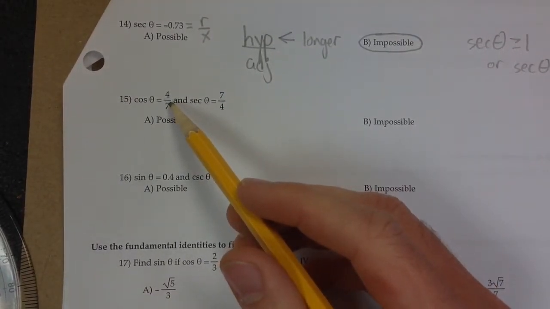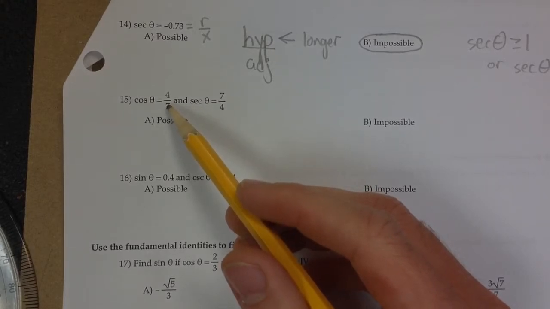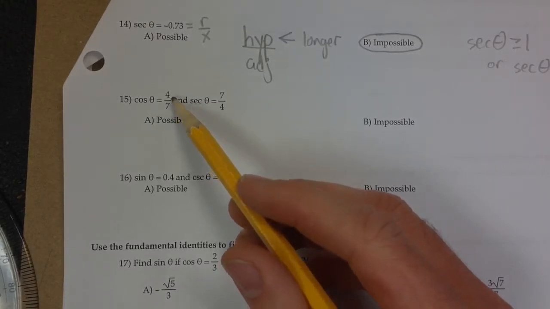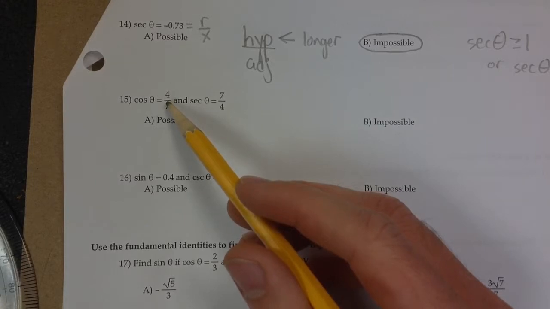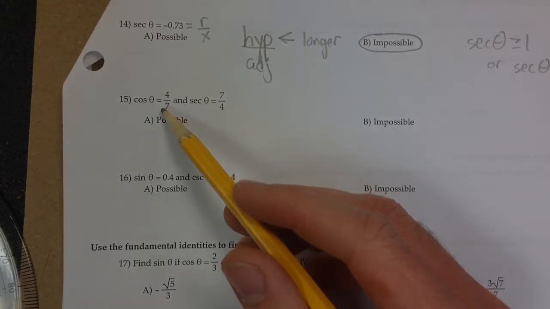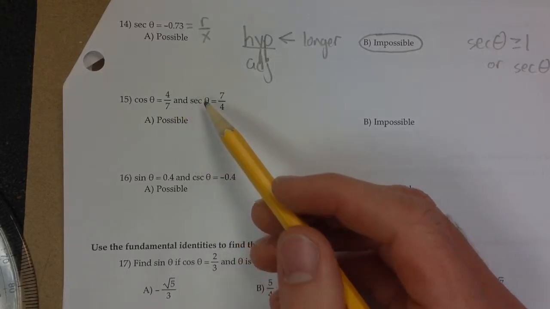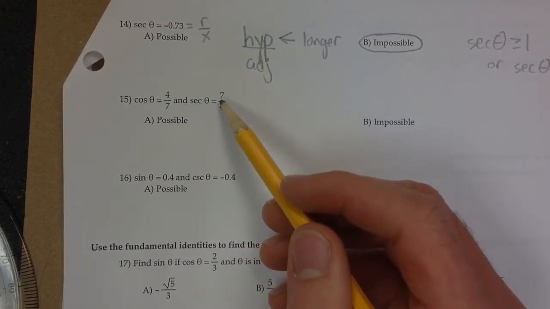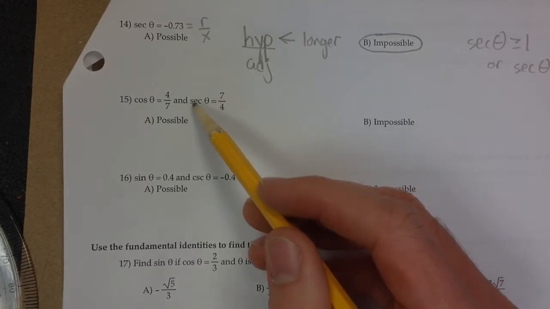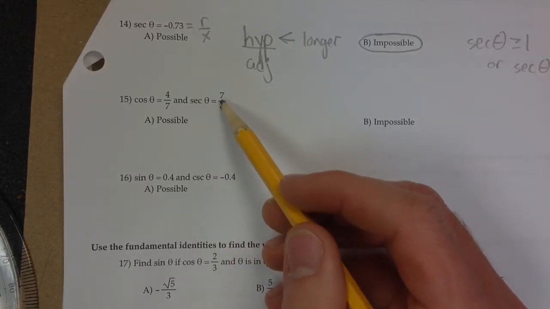Cosine, can it be a number like 4/7? Absolutely it can. It's a fraction that's less than 1. Adjacent to hypotenuse can certainly be 4 to 7. And then secant is just the reciprocal of cosine. So that makes sense. Plus secant can be a number that's greater than 1.